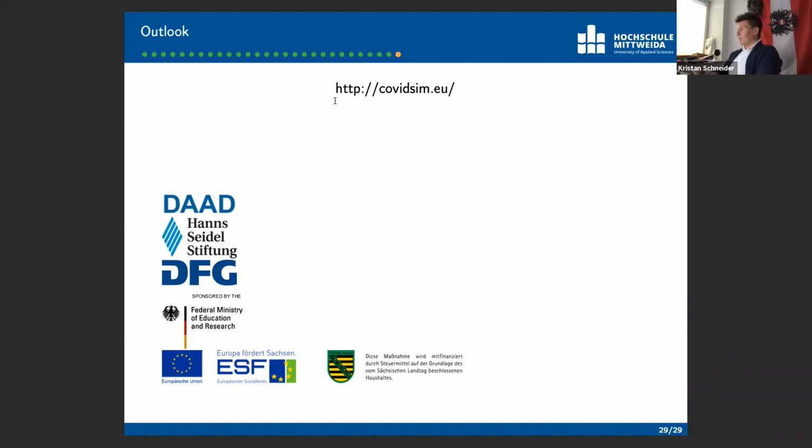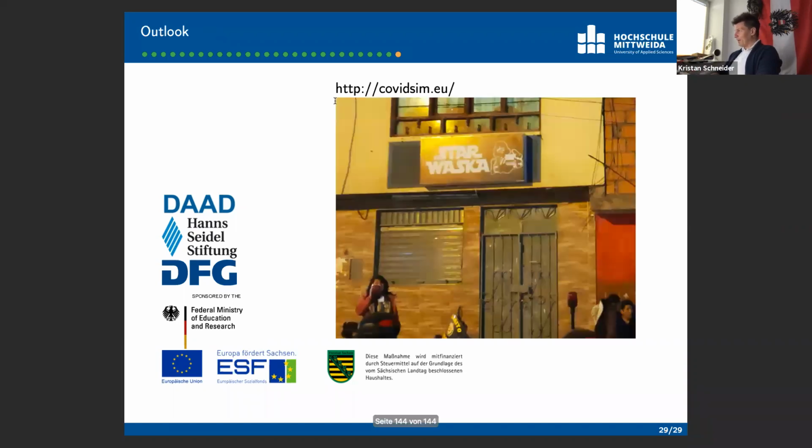Of course, we are always grateful for all the money we're getting from our funders, and hopefully next time we meet in person and go to a nice bar. I found one that looks pretty nice in Cusco last year. So thanks a lot. And are there any questions?